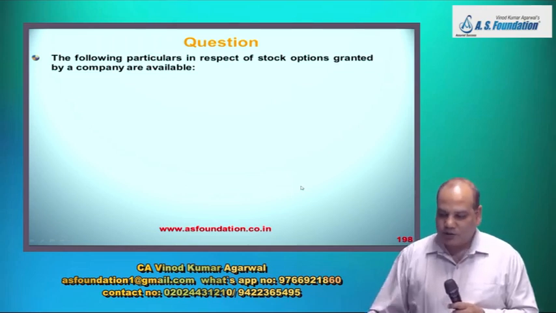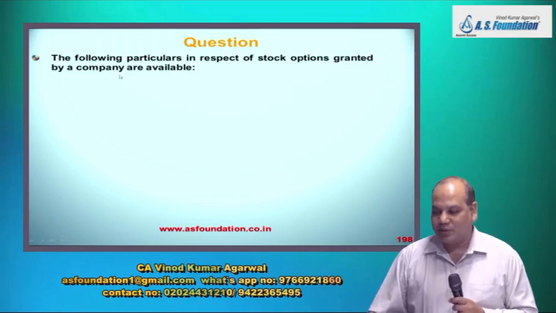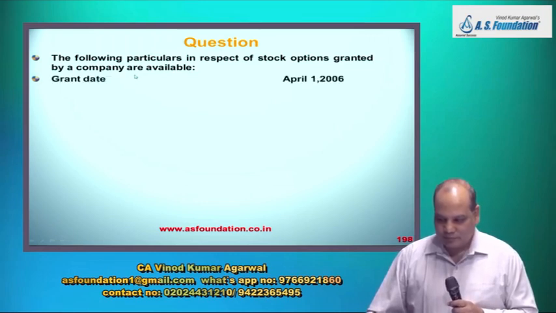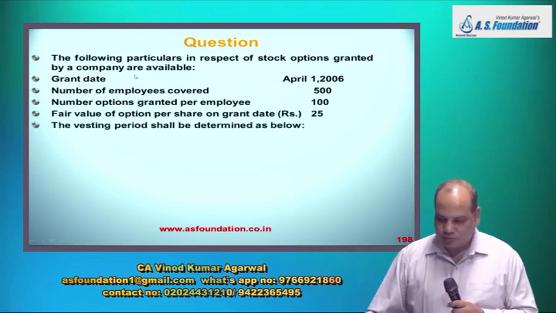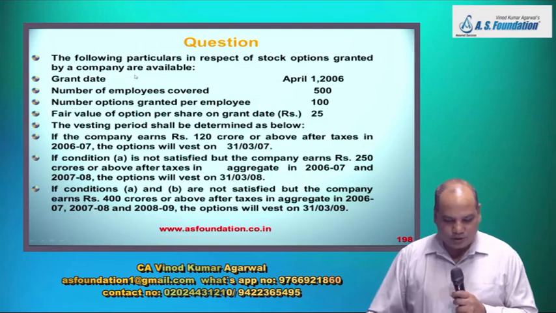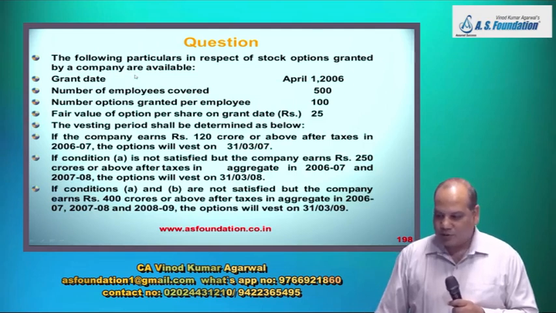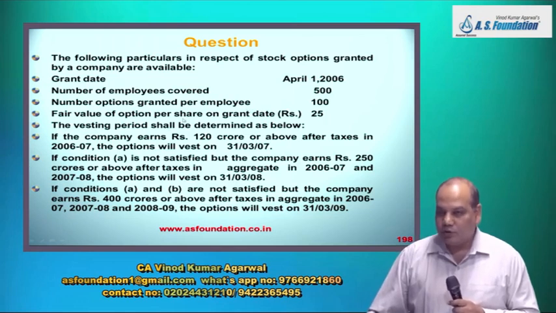The following particulars in respect of stock option granted by a company are available. No, this is 22. Come to 22. Grant date 1st April 2006. Number of employees covered 500. Options granted per employee 100. Fair value of the option per share on the grant date is 25. So basic details are given to you.